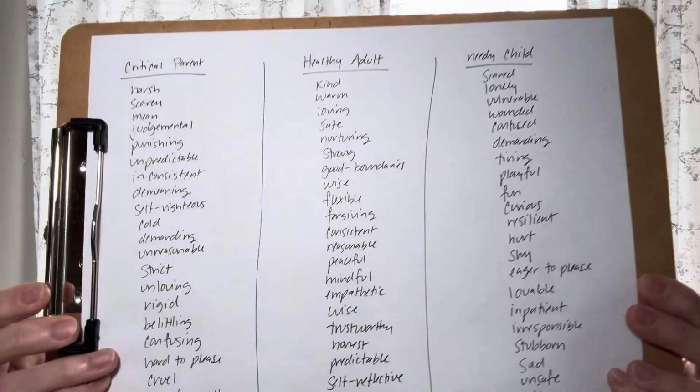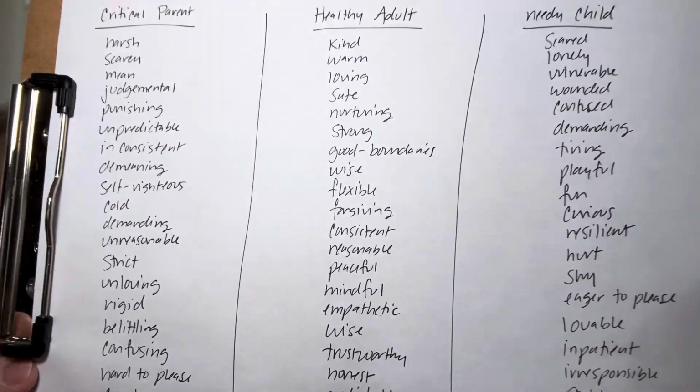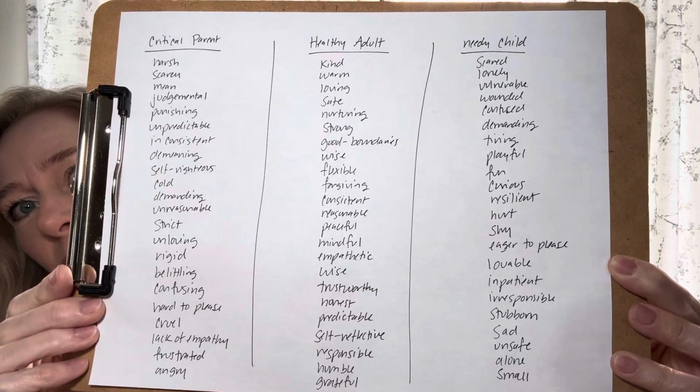ways of being. And now we're going to go to the middle column, the healthy adult column, where I want you to imagine, go back a little bit. Imagine the most healthy person. I know I talked about Mr. Rogers, but he's one I think of. And this is just the most healthy way of being.